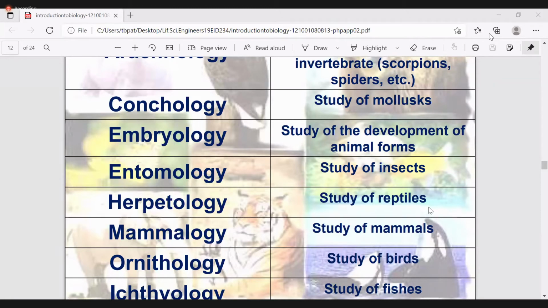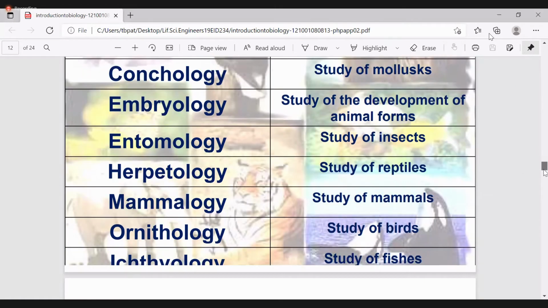Salim Ali Park, ornithological park. You know, there is a picture and also a cinema about him. Salim Ali Park is a bird sanctuary, a bird conservation park. Yes, ornithology is the study of birds. Next, ichthyology is the study of fishes.